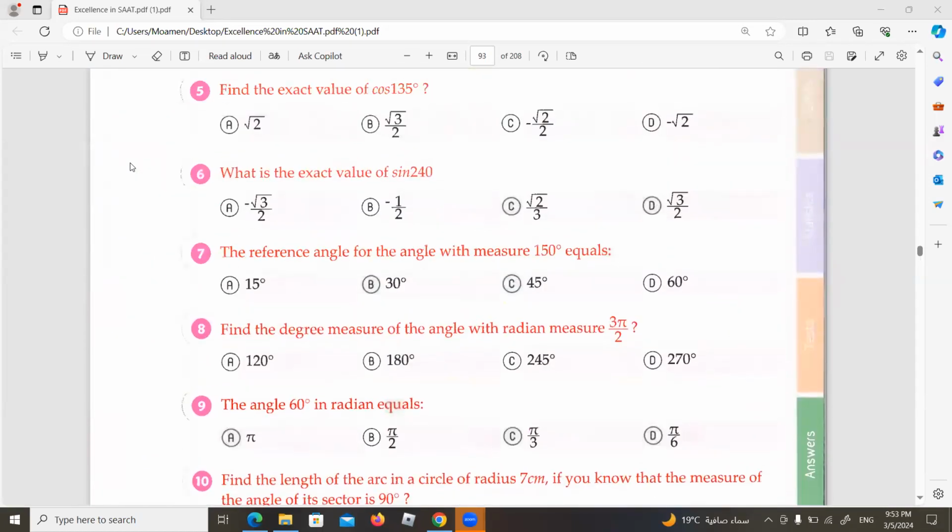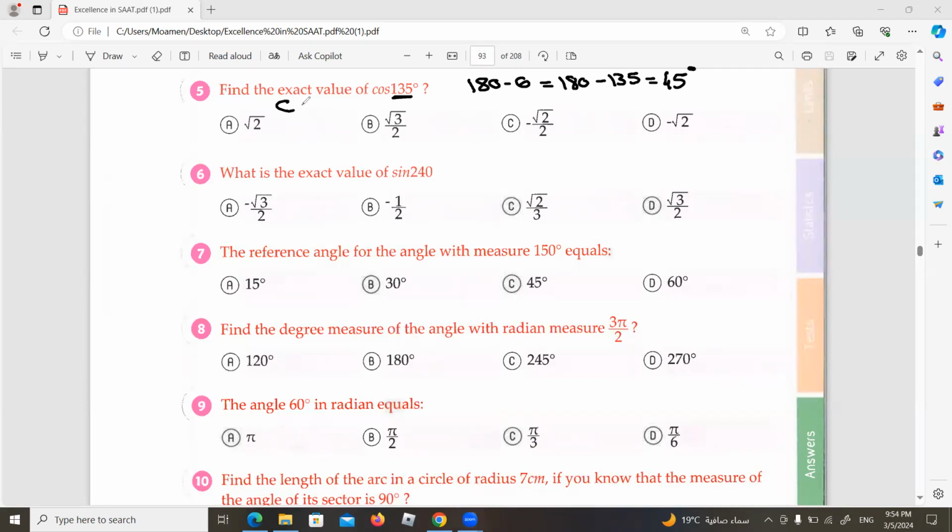Return back to our problems, to problem number 5. Find the exact value of cosine 135. Cosine 135, how can I find it, Mister, without a calculator? It's very easy. First, this angle 135 is in which quad? The second quad. Excellent. In the second quad, I get the reference angle as 180 minus theta. It means 180 minus 135. So the result will be, without a calculator, 45. So we deal with 45.